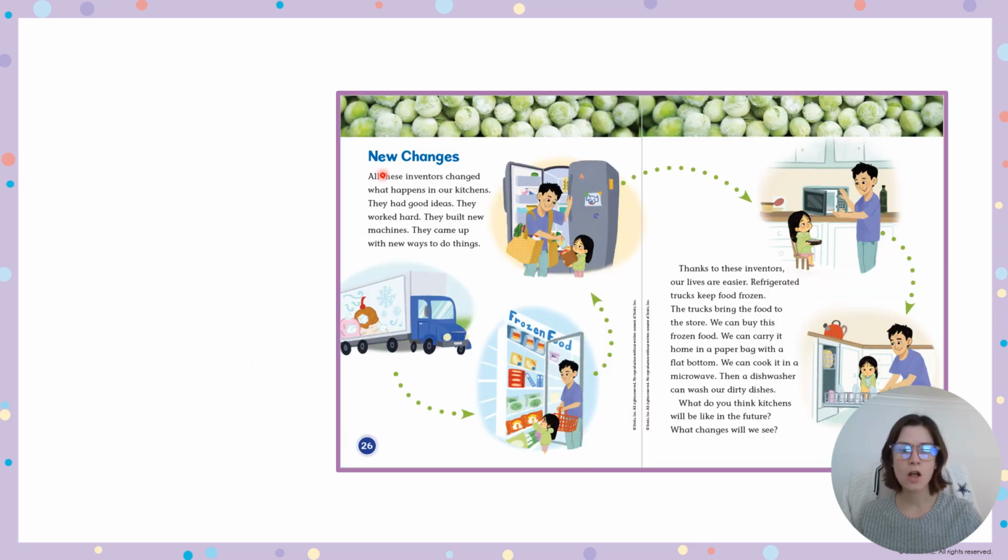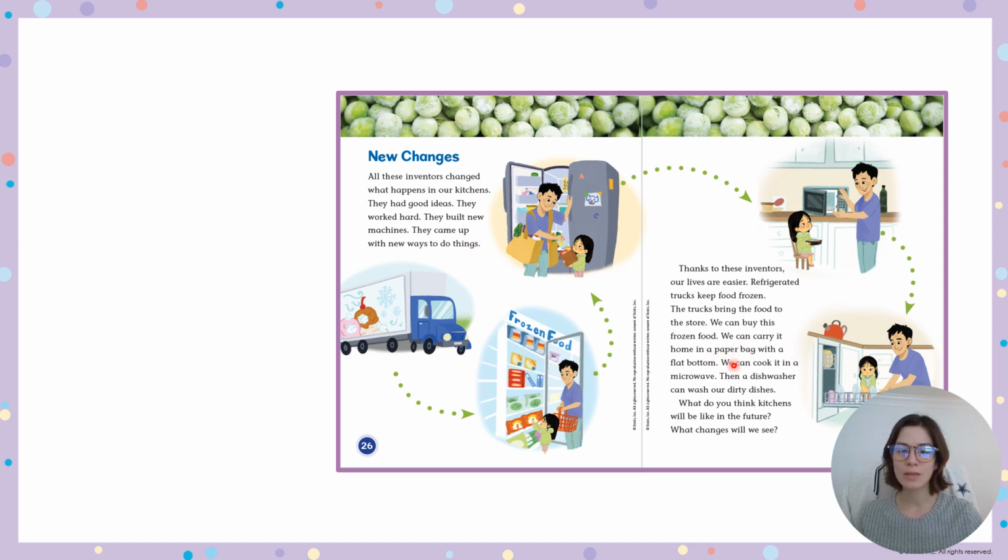New changes. All these inventions changed what happens in our kitchens. They had good ideas, they worked hard, they built new machines, they came up with new ways to do things. Thanks to these inventors, our lives are easier. Refrigerated trucks keep food frozen. The trucks bring the food to the store. We can buy this frozen food.